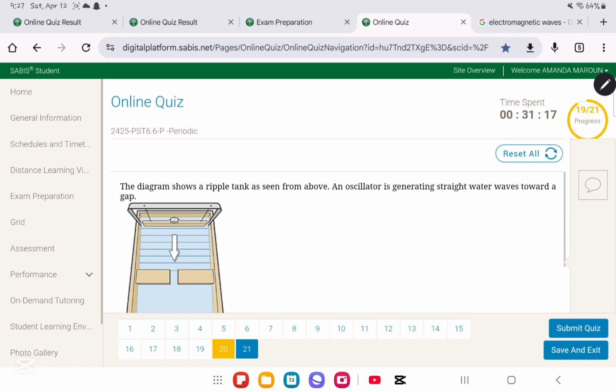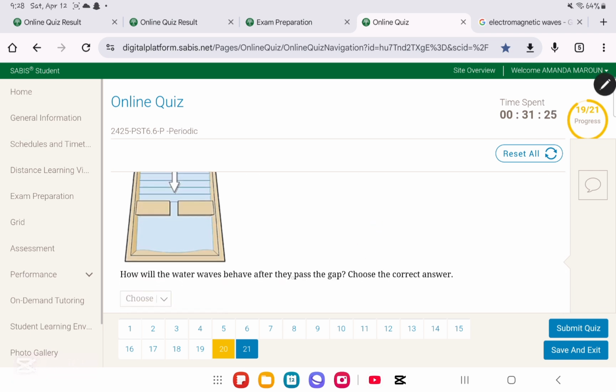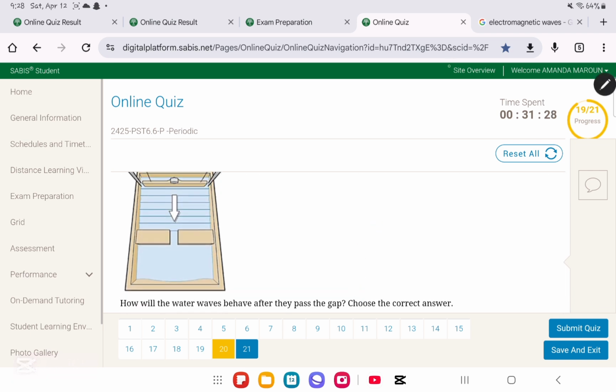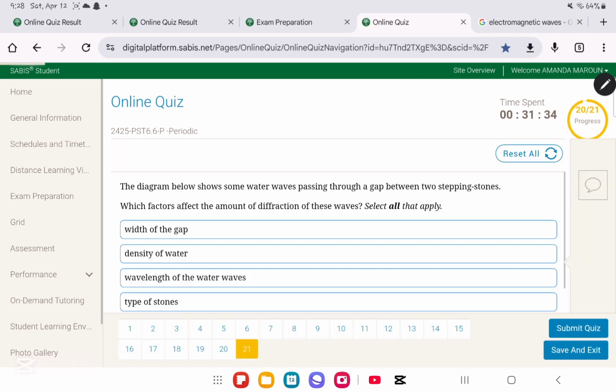Now the diagram below shows a ripple tank as seen from above. An oscillator is generating straight water waves towards the gap. So how will the water waves behave as they pass through the gap? As they pass through the gap, they are going to diffract. So diffraction is going to occur, so they will be diffracted.